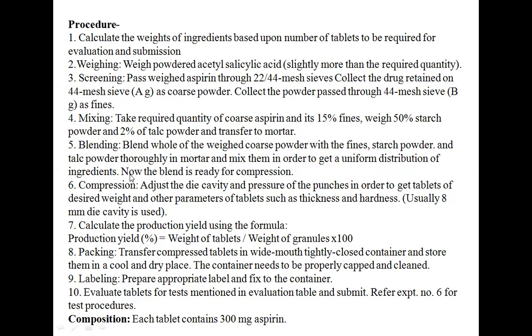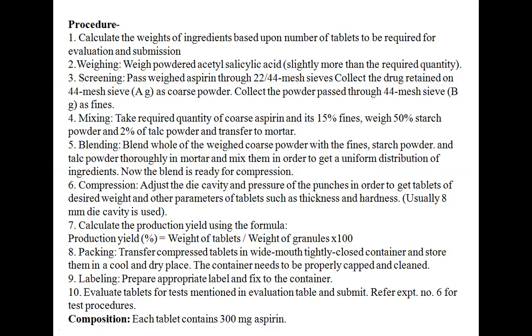So another major step is the compression. Adjust the die cavity and pressure of the punches in order to get tablets of desired weight and all the parameters of tablets such as thickness and hardness. Okay, so usually an 8 mm die cavity is used. Then calculate the production yield using the formula: percent yield is equal to weight of tablets divided by weight of granules. Then just multiply it by 100.